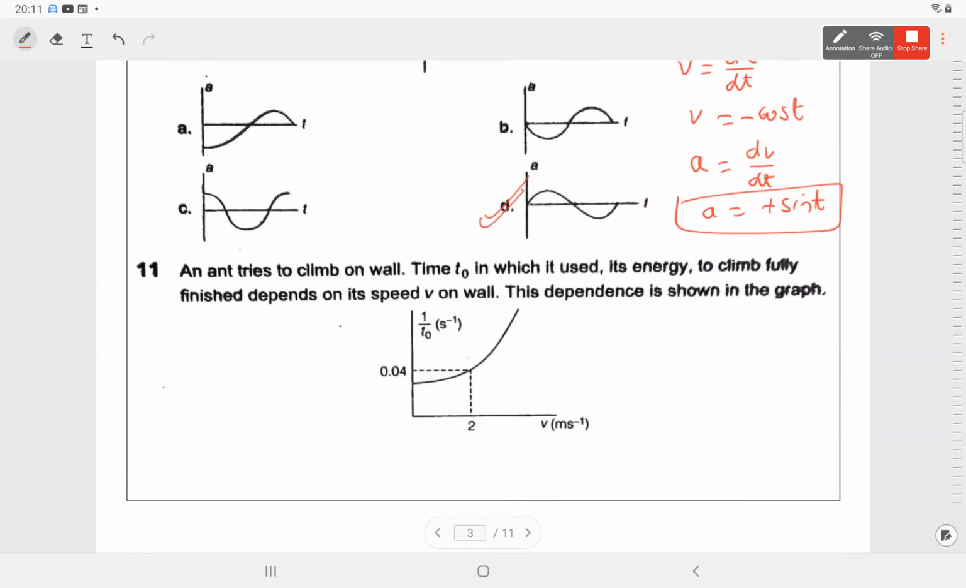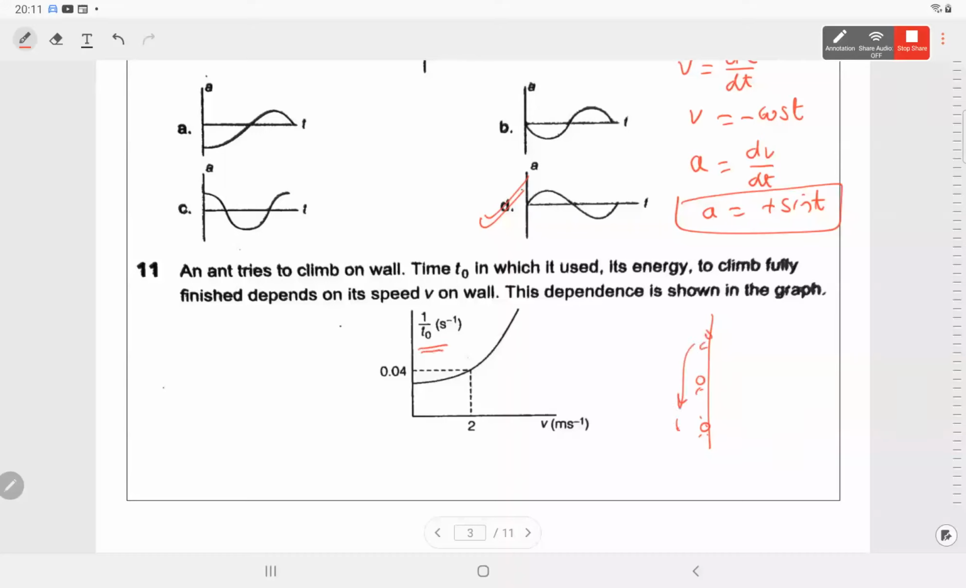Question number 11. It says that an ant tries to climb on a wall. The time t naught in which it used its energy to climb fully finished depends on speed v on the wall, and this dependence is as shown. So it is moving with a constant speed, but at some time its energy is finished, so it falls. That time is t naught.